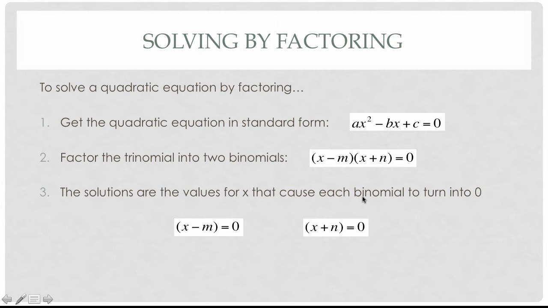So to solve a quadratic equation by factoring, let's sum up what we just did. First, you get your equation into standard form. We have to have it equal to 0 to be able to use factoring. So ax squared plus bx plus c, all that kind of stuff.